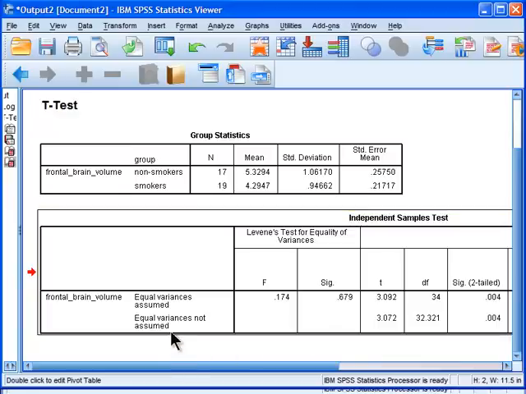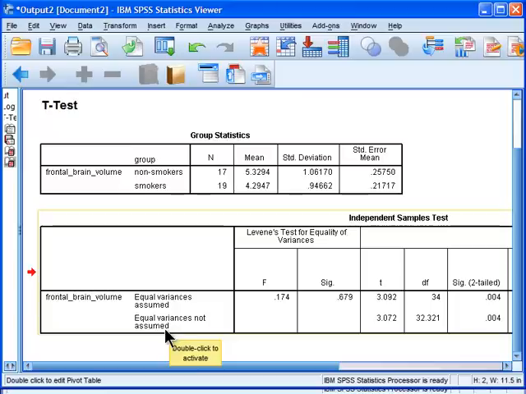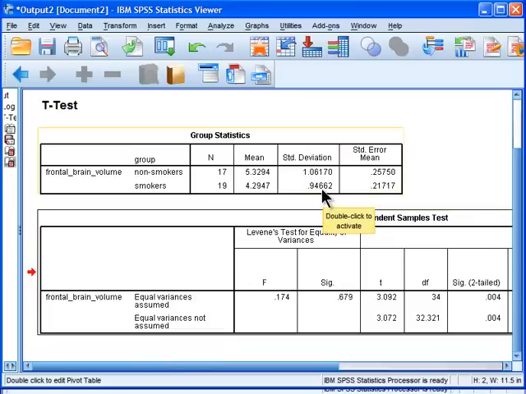I'll note that underneath the equal variances assumed, SPSS also produces an equal variances not assumed result, which produces a t-value of 3.072 and adjusted degrees of freedom of 32, and the significance level is the same thing. So basically, the results are the same whether you look at the equal variances or not equal variances, and that's because the variances are basically the same.